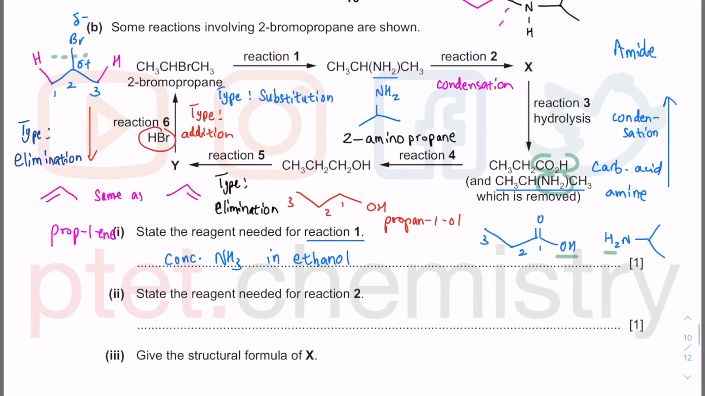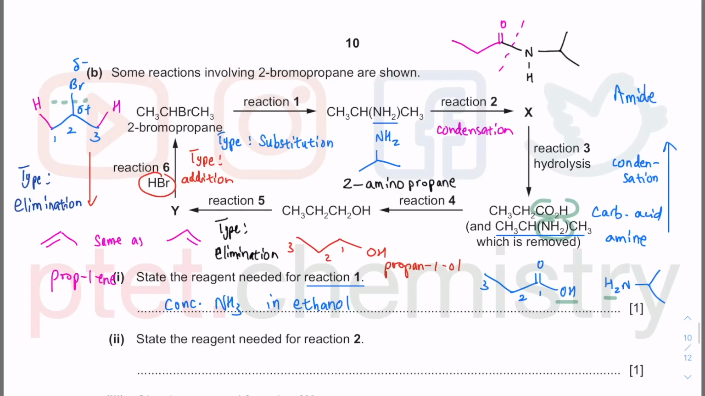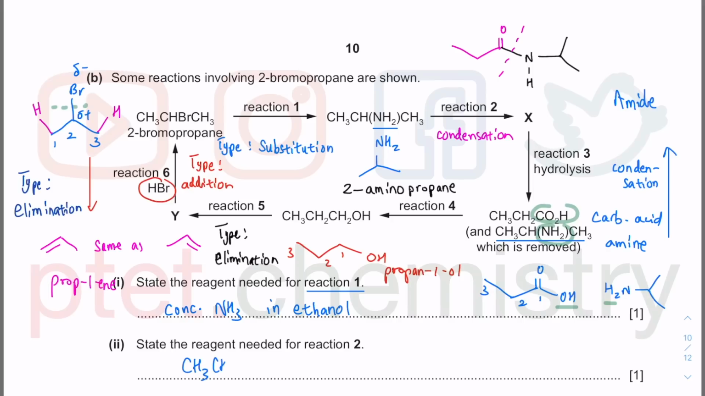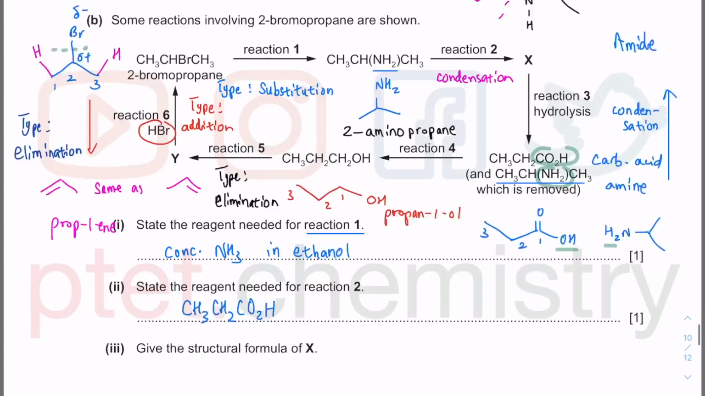State the condition for reaction 2. This is a condensation reaction, and I knew the reactant when I worked backward by hydrolyzing, well, by condensing these two products together between carboxylic acid and amine, and I got this amide where the carboxylic acid will have lost the OH and the amine lost the H, and I get the CONH amide chemistry there. So the reagent for reaction 2 has to be CH3CH2CO2H. It condensed together with this amine there to give you an amide.